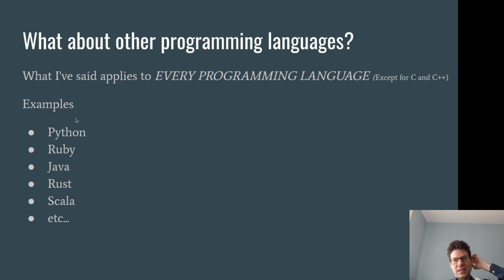So you might ask yourself, is this true for other programming languages? And what I've said in all these slides applies to every programming language except for C and C++. So it applies to Python, it applies to Ruby, it applies to Java, it applies to Rust, it applies to Scala. All of them. Racket, Clojure, all the programming languages. All work the same way. So it's really important to understand how a computer reads JavaScript, because it reads JavaScript in almost the same way that it reads all the other programming languages.